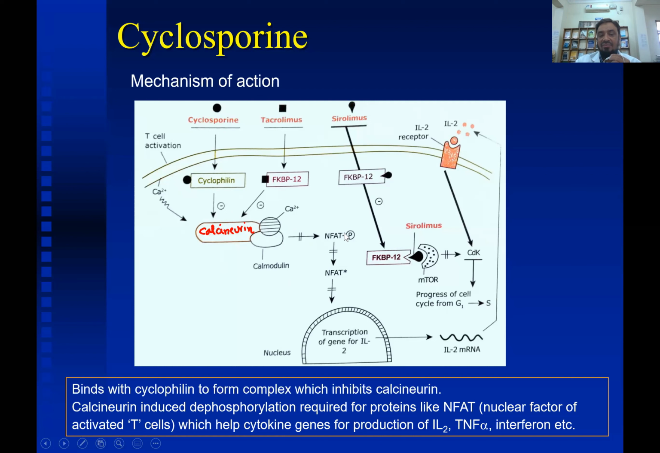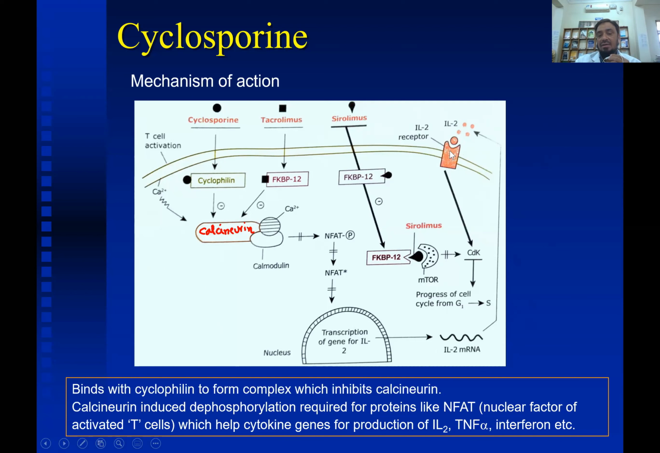This leads to the inhibition of the dephosphorylation of NFAT, that is nuclear factor of activated T cells, and this decreases the transcription of the genes for the various interleukins, mainly interleukin 2. Interleukin 2 has a special receptor, the interleukin 2 receptor on the T cell, and the major antigen over here is CD25. So interleukin 2, which is released by the T cell, acts on the T cell itself, and it may act on other cells as well.